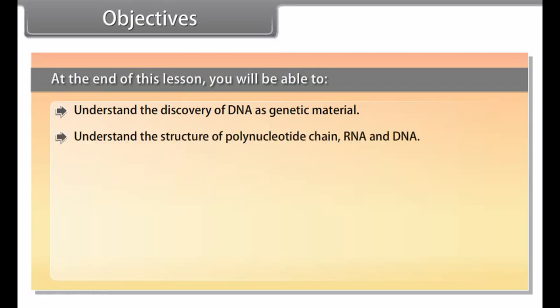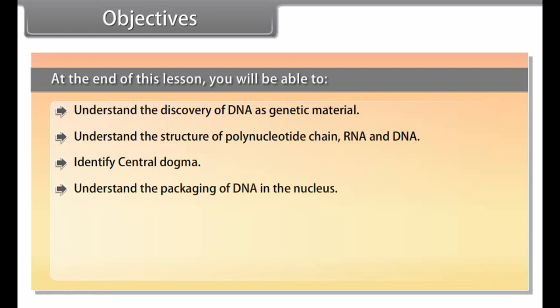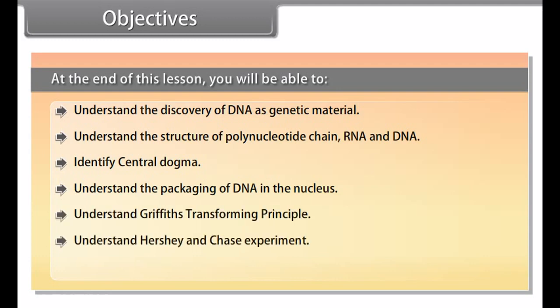Objectives. At the end of this lesson, you'll be able to understand the discovery of DNA as genetic material, understand the structure of polynucleotide chain, RNA and DNA, identify central dogma, understand the packaging of DNA in the nucleus, understand Griffith's transforming principle, understand Hershey and Chase experiment, identify the differences between DNA and RNA, identification of DNA as genetic material.